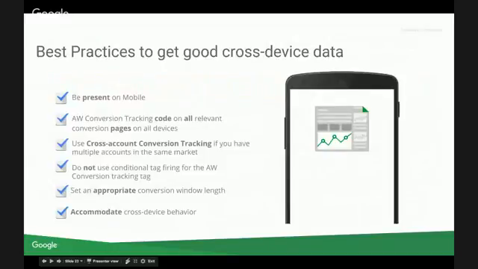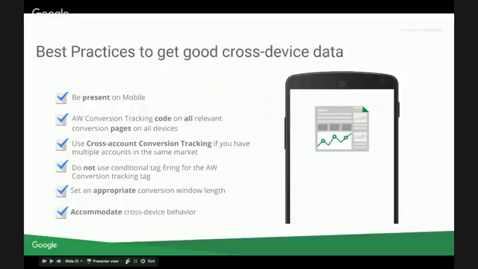So now I'm going to give you a number of best practices to get good cross-device data. As I said, there are a number of these best practices. Of course, Google will automatically provide cross-device estimates as often as possible. However, there are steps you can take to increase the coverage of the metric within your account.